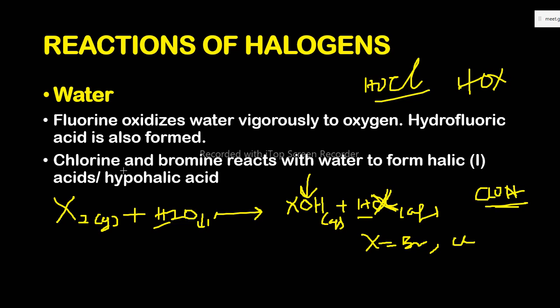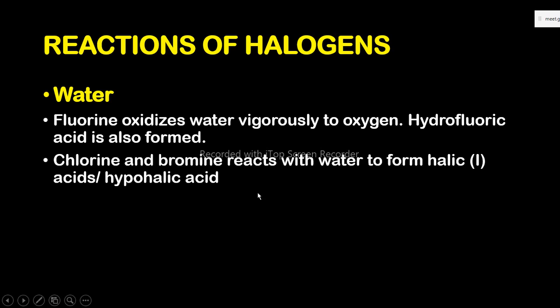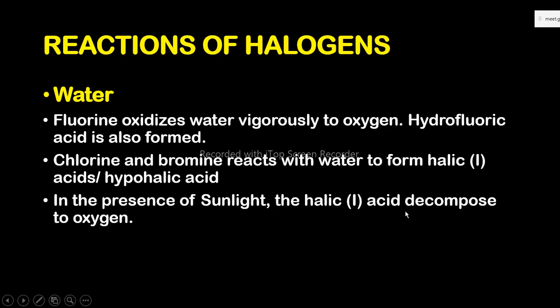Why this? Now, you studied this reaction before. When you expose this hypochlorous acid, for instance, to sunlight, then it will decompose to produce oxygen gas. You can write the equation of the reaction. So in the presence of sunlight, the halic acid decomposes to produce oxygen gas. Can you write the equation? I know you are writing. Write the equation.